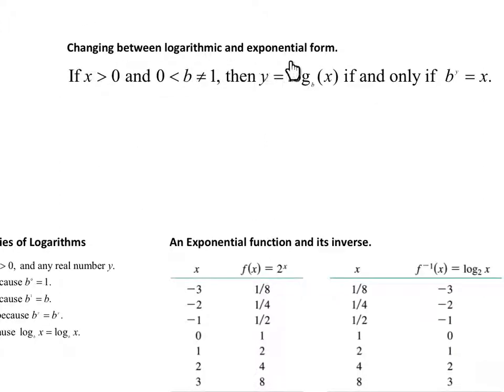Alright, changing between logarithmic and exponential form. If x is greater than 0, and 0 is less than b, and b does not equal 1, then y is equal to the log base b of x if and only if b to the y equals x. Another way to remember this: base to the exponent equals a number if and only if log of the base of the number equals the exponent. That's to convert from exponential to logarithmic or logarithmic to exponential. Okay?